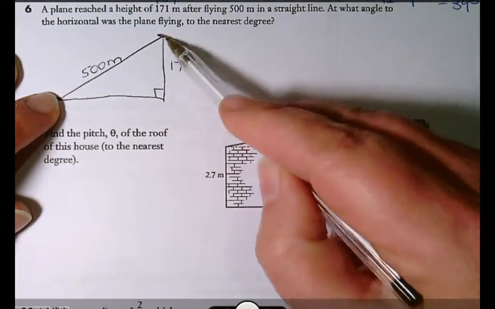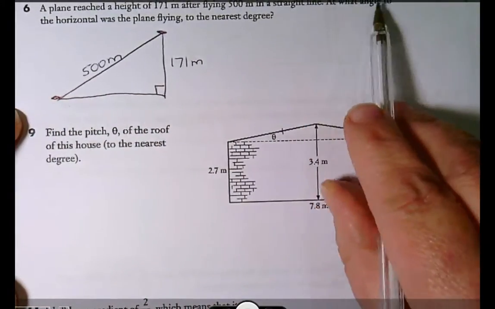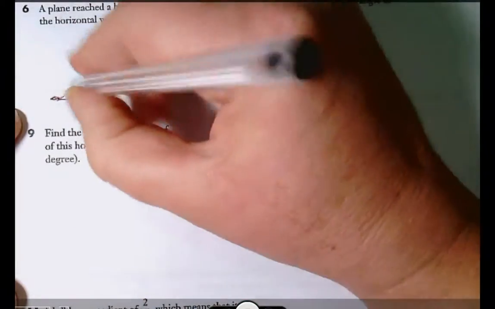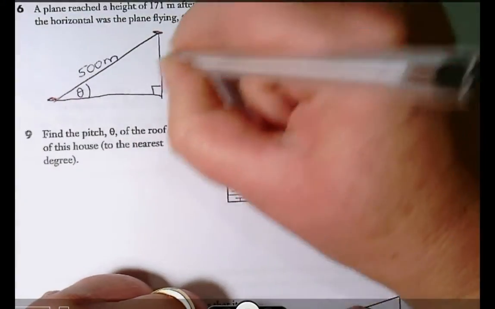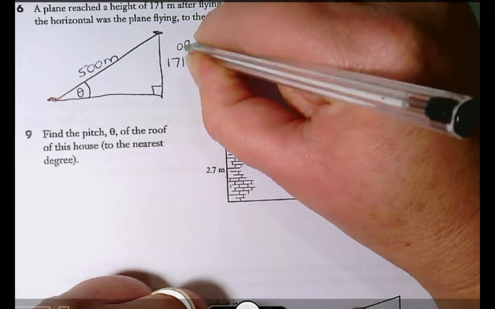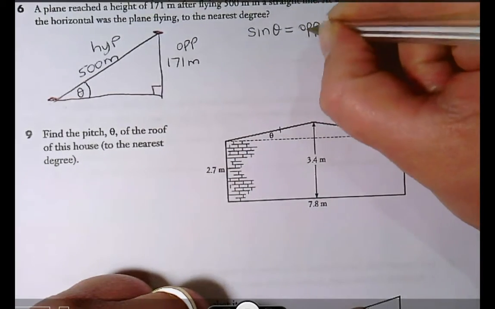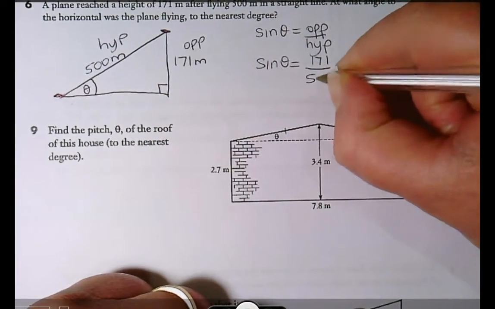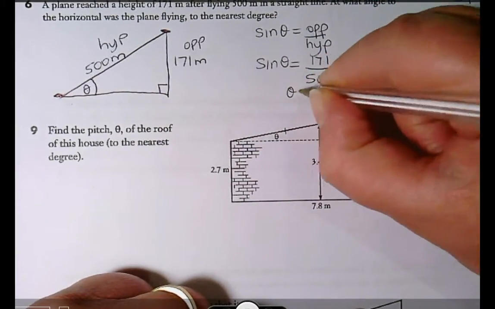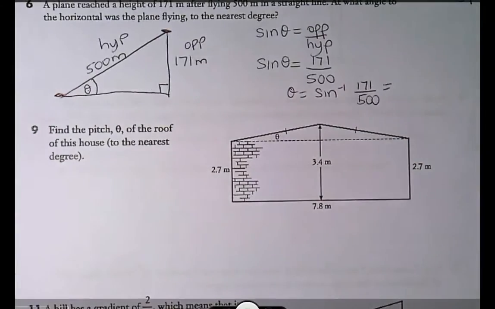The plane reached a height of 171 metres after flying 500 metres in a straight line, and at what angle to the horizontal was the plane flying? So we're working out this angle over here. If this is my angle theta, this is the opposite side and this is the hypotenuse. So I'll use sine theta is opposite over hypotenuse. So sine theta is 171 over 500. So theta will be sine to the minus 1 of 171 over 500. And just working that out.